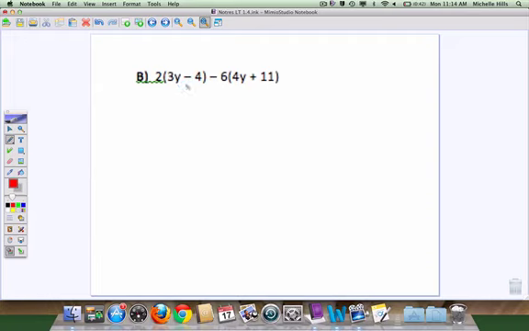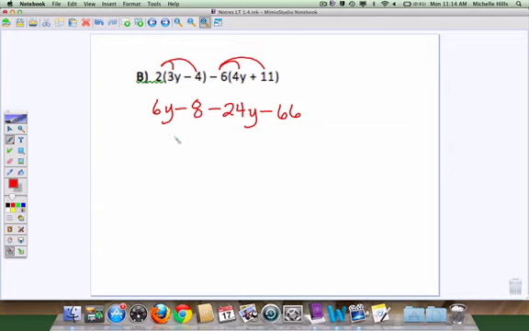Now this has two different things in parentheses. It has this 3y minus 4 that's being multiplied by the 2 out in front, and it has this 4y plus 11 that's being multiplied by what we'll treat as a negative 6. So 2 times 3y and 2 times negative 4 is going to give me a 6y minus 8. And again, treating this as a negative 6 times 4y and negative 6 times a positive 11 is going to become minus 24y minus 66.